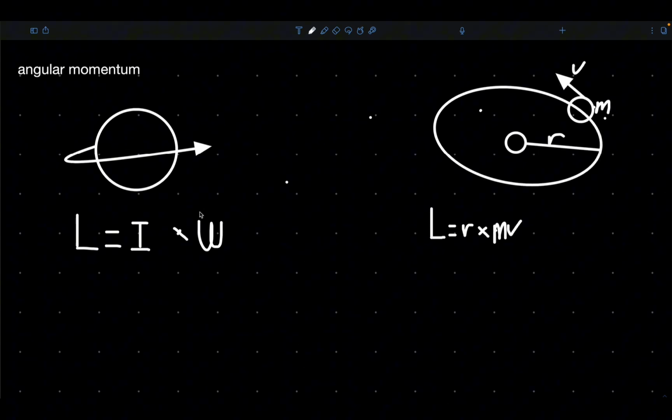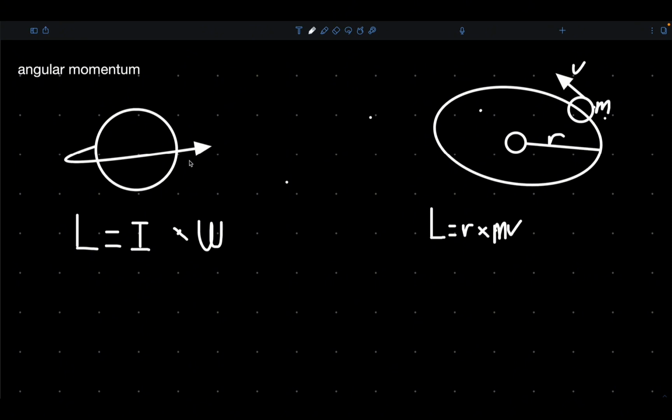So here we have a circle with an arrow. This basically means in what way it rotates. So basically anything that rotates has angular momentum, and anything going in a straight line has linear momentum. So there can be two types of objects with angular momentum.